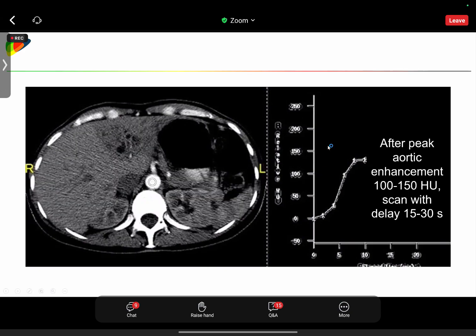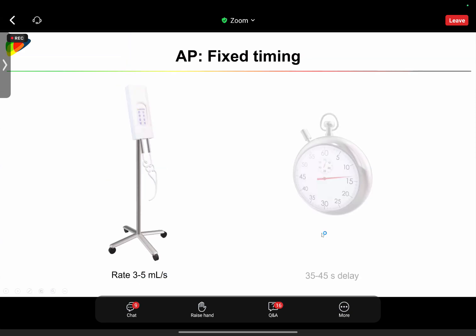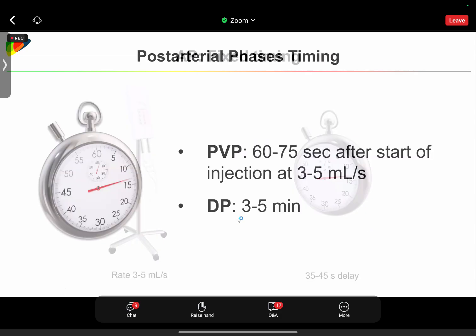You can also do fixed timing. If you have the rate of 3 to 5 millimeters, you can time the arterial phase 35 to 45 seconds. It's not as precise, but if you don't have tracking, that's what you would do. And then for the portal venous phase and delayed phases, you would do 60 to 75 second delay after start of injection for portal venous phase, and then 3 to 5 minutes for delayed.